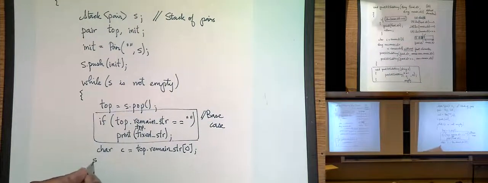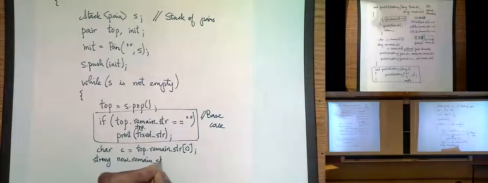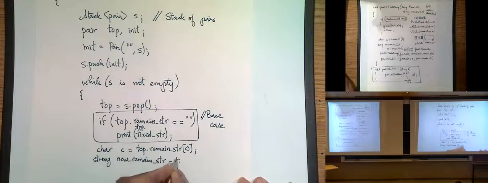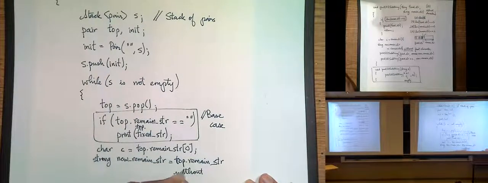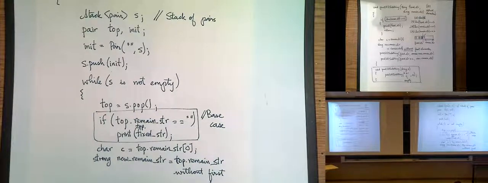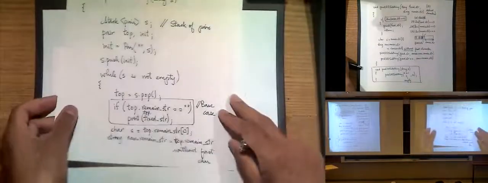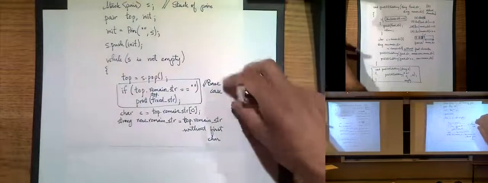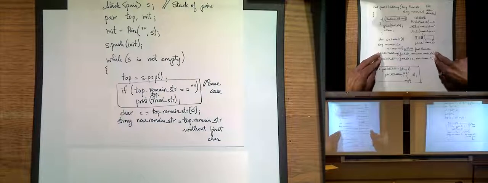Then I would say string new remain string is equal to top dot remain string without the first character. Oh, I was hoping to get this all on a page, but I think I'm going to have to zoom out a bit. Right? So I'm just mimicking this process, and then I would push two things onto the stack.